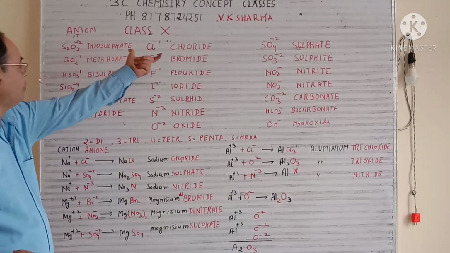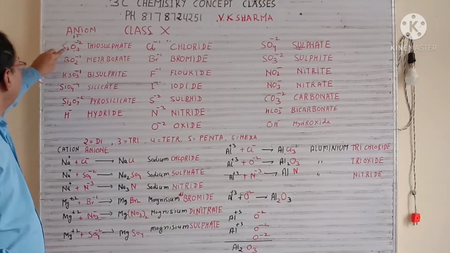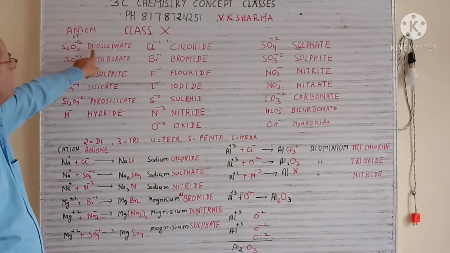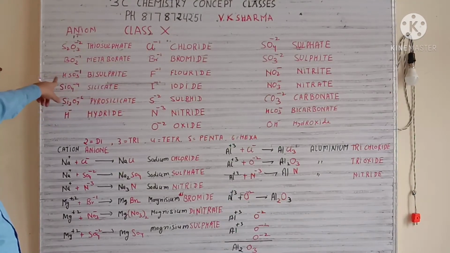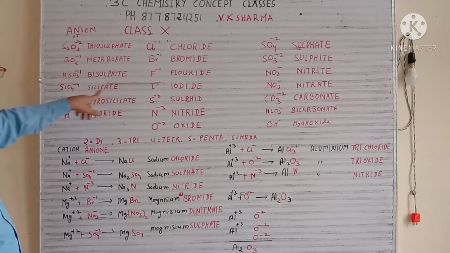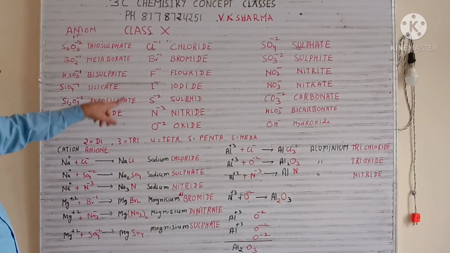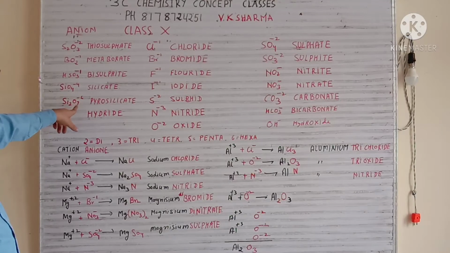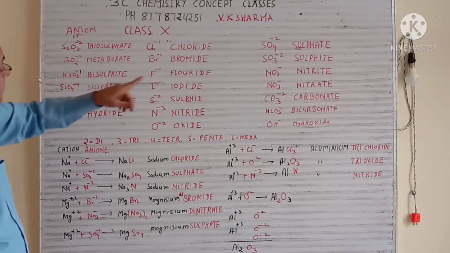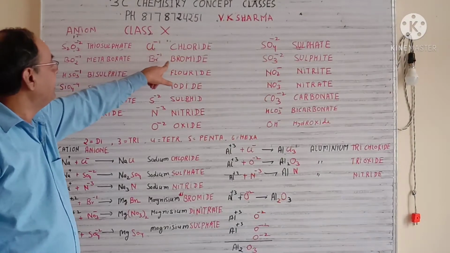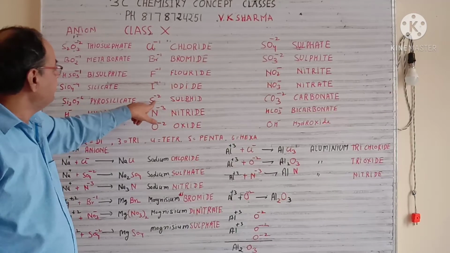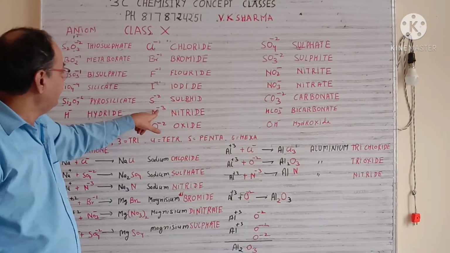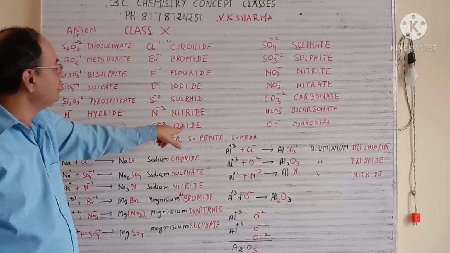Now what are these groups? Suppose we have S2O3 with minus 2 charge. This is called thiosulfate. BO2 minus 1 charge, metaborate. HSO3 minus 1 charge, bisulfite. SiO4 minus 4, silicate. Same way Si2O7 minus 6, pyrosilicate. H minus is a hydride. Cl minus 1, chloride. Br minus 1, bromide. F minus 1, fluoride. I minus 1, iodide. S minus 2, sulfide. N minus 3 is nitride. O minus 2 is oxide.